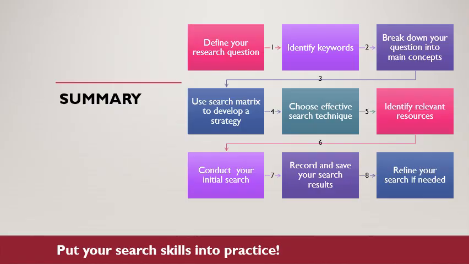So here is the summary. Start by defining and deconstructing your question. Build a search matrix of synonyms and related terms for each concept. Then use advanced techniques like Boolean operators and phrase searching to translate that matrix into powerful search strings. This structured approach will save you hours of frustration and yield higher quality sources for your literature review.